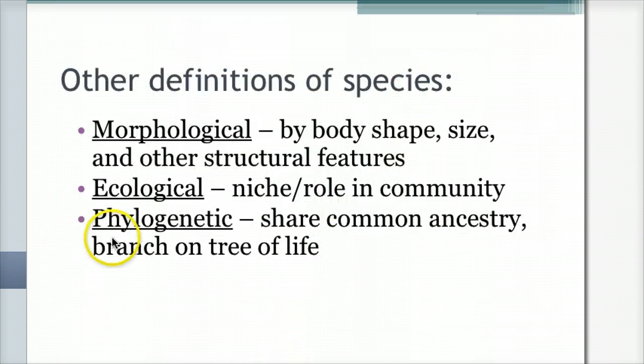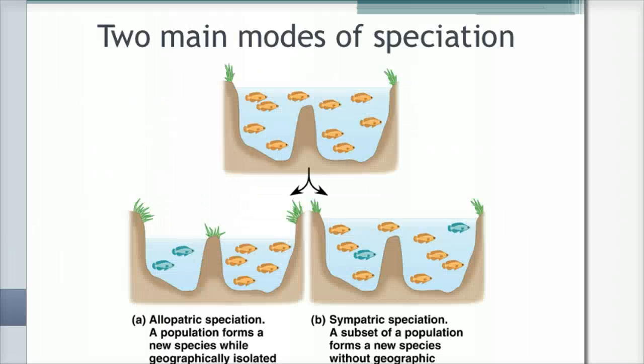So other definitions of species: morphological, if you've never heard of morph before, we're talking about body shape and size. Ecological, which we've talked about before, the niche and role in the community. And phylogenetic, meaning they share a common ancestry or branch of the tree of life. So species can be defined morphologically, ecologically, and phylogenetically. And the last thing we're going to talk about today is the two main modes of speciation.